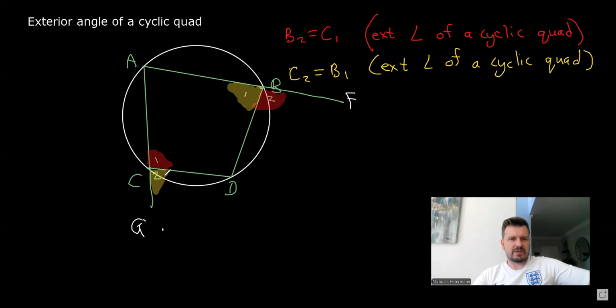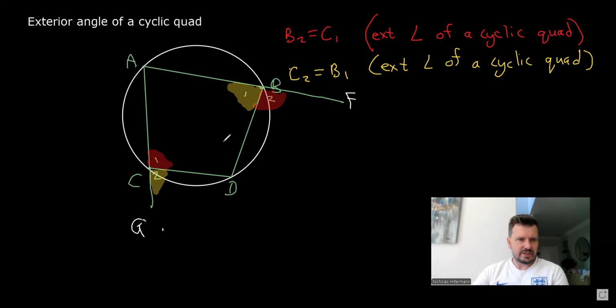So we see yellow and red, yellow equals yellow, red equals red. And so now we can see B1 and C1 add up to 180 because we know yellow and red add up to 180. And that goes back to our opposite angles of a cyclic quad are supplementary, add up to 180.